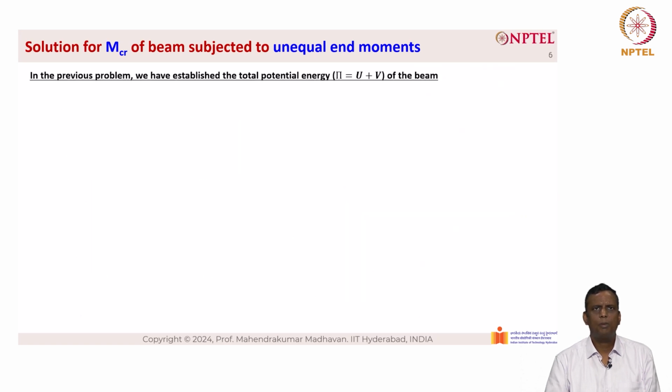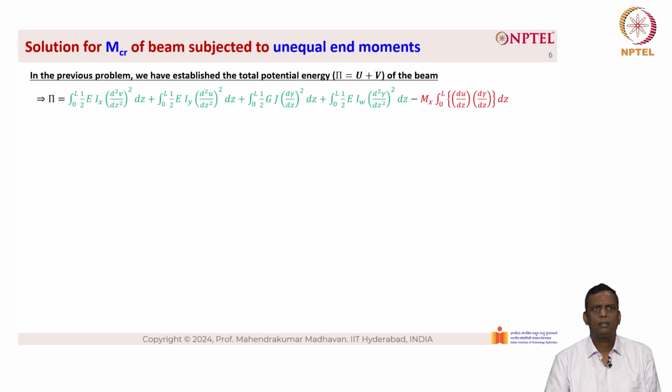In the previous problem, we have established the total potential energy Π equal to U plus V of the beam, where the one in the green color is the strain energy of the beam, and the one that is given in the red color is the potential energy of the beam.